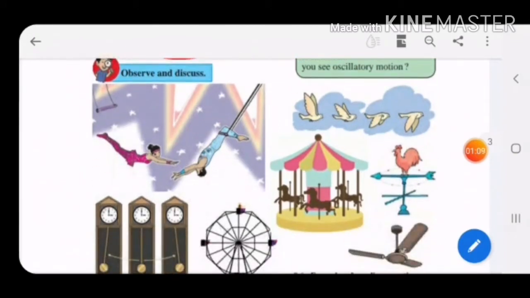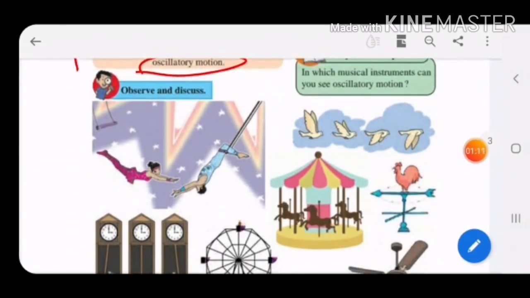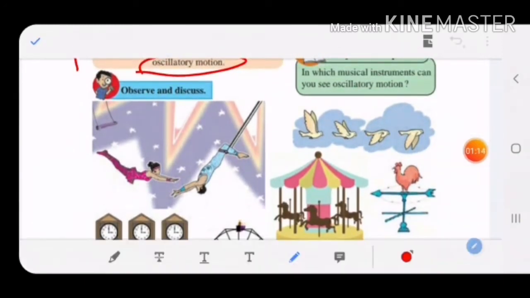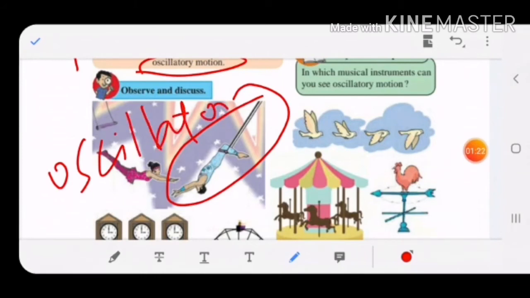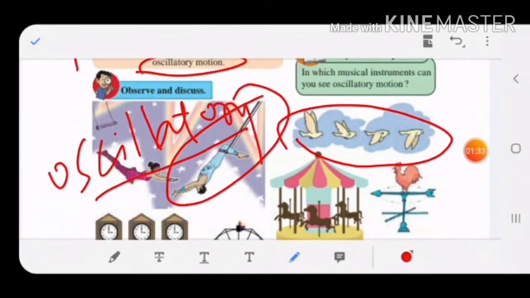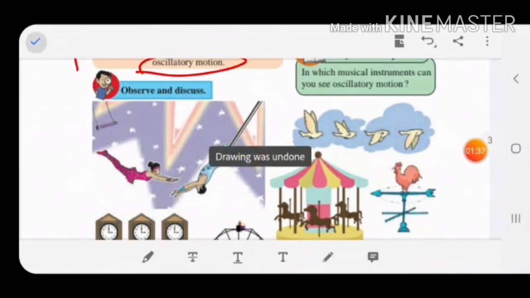Then again, some pictures are given to you. Observe and discuss. Here in the first picture, this is a swing, they are swinging in the circus. So here also it is oscillatory motion only, because that swing will go back and forth. Here the wings of the birds move up and down, so it is also oscillatory motion only. These are all oscillatory motion only.